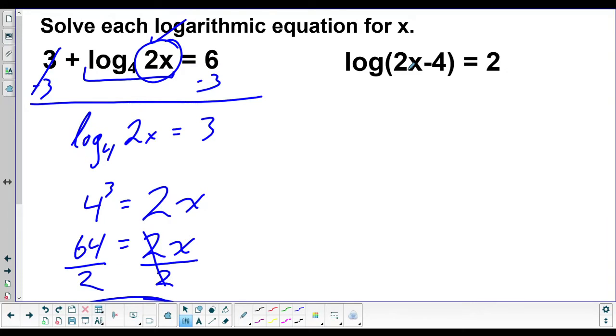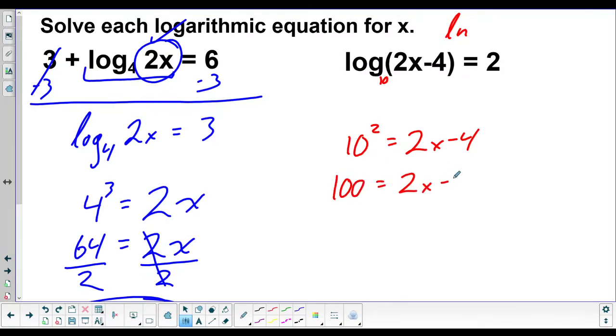But we'll see that it's okay. So there not being a base, because this is a log as opposed to an ln, we know that the invisible base here is 10. So we can rewrite this in exponential form. We have 10 to the second power equals 2x minus 4. 10 squared is 100, equals 2x minus 4.